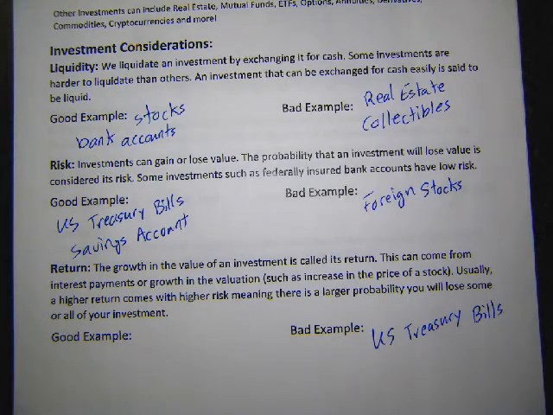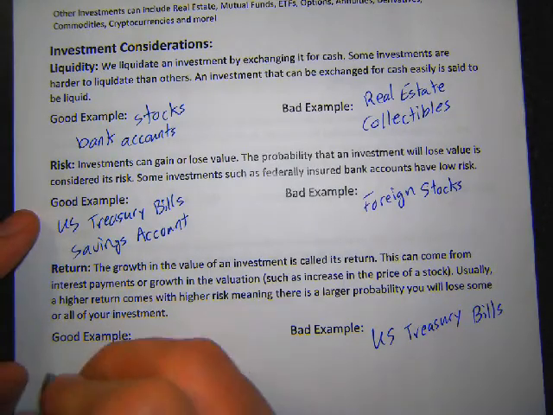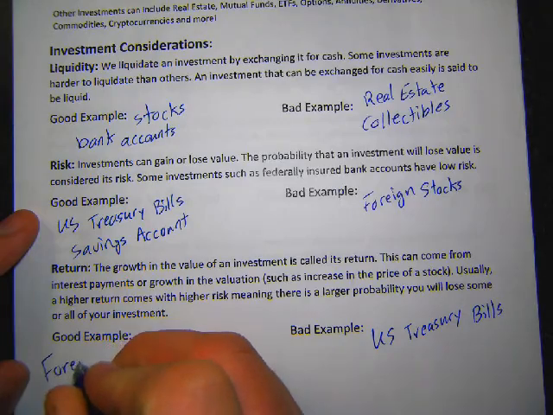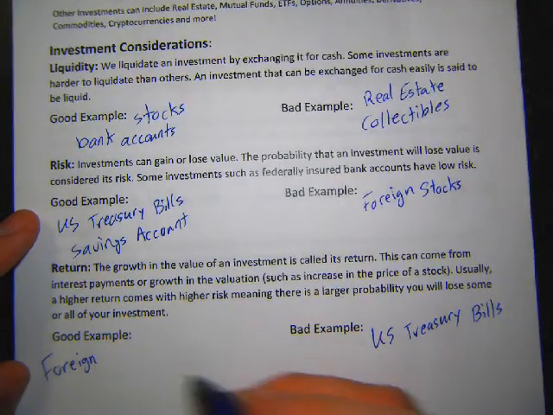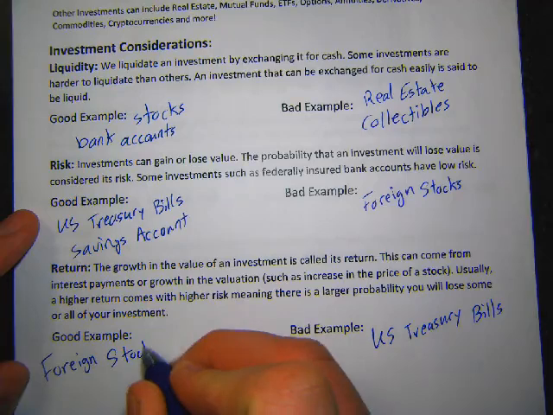Same as your savings account. Most savings accounts pay really poor interest rates. They pay less than 1% a month. Really poor. But people like them because they're so safe. You don't have to worry about your money going away. A good example of return might be those foreign stocks. Because they're risky, if they do well, they usually go up in price quite quickly.